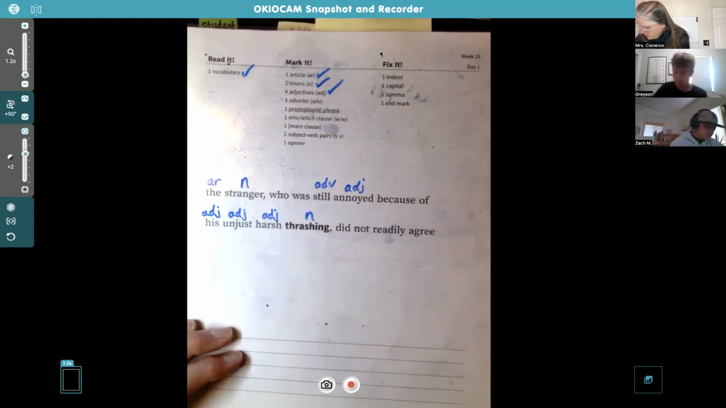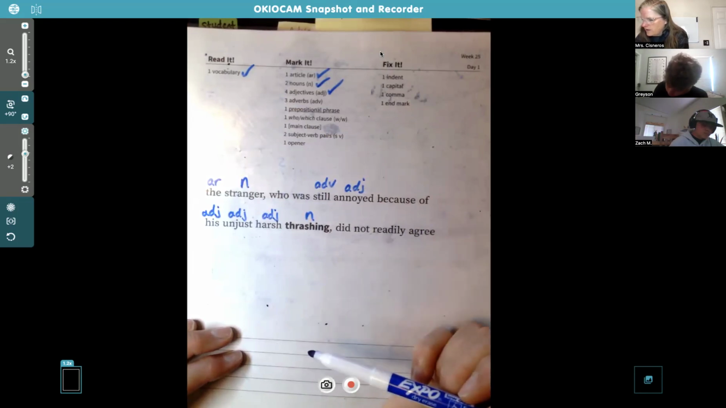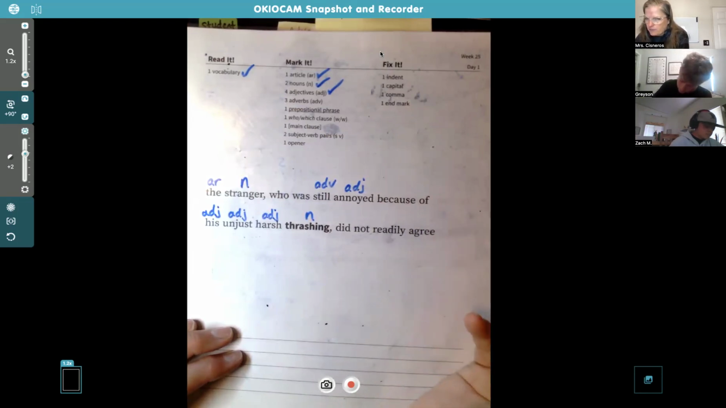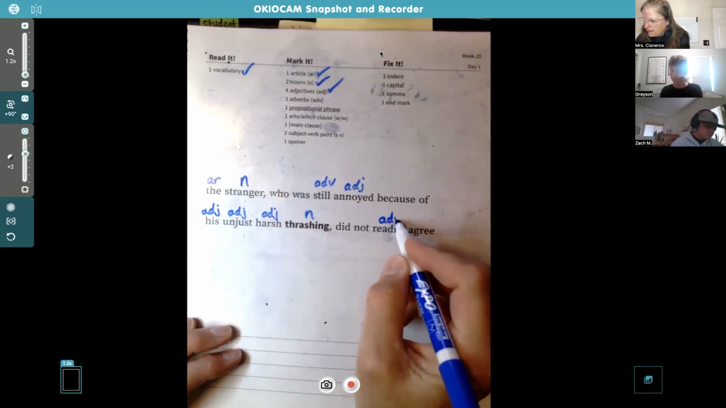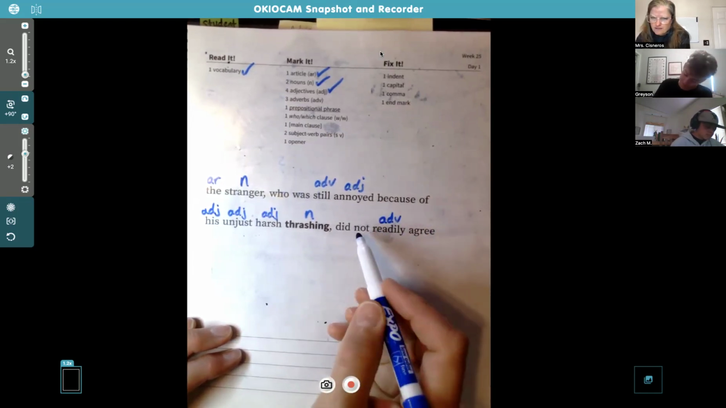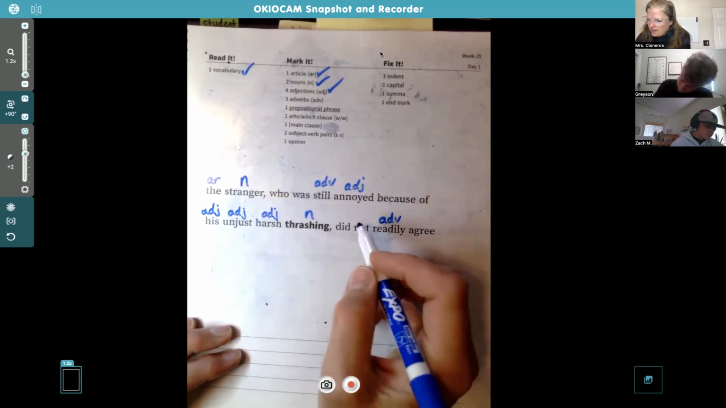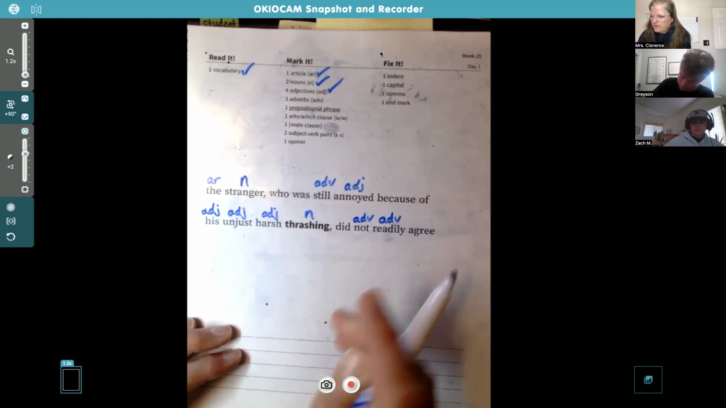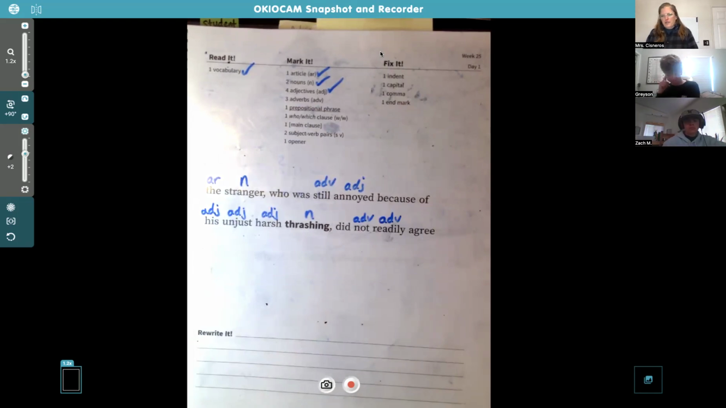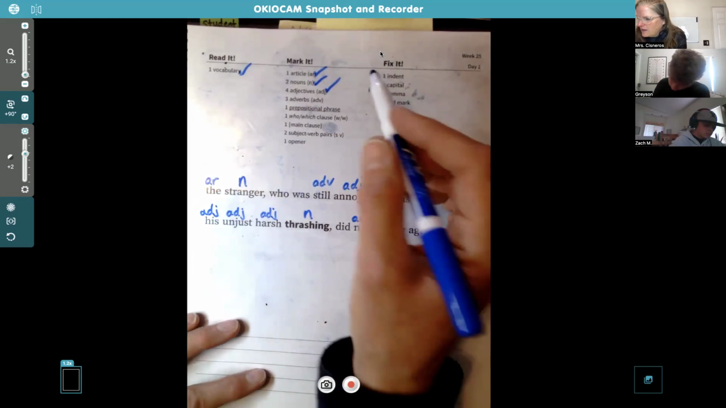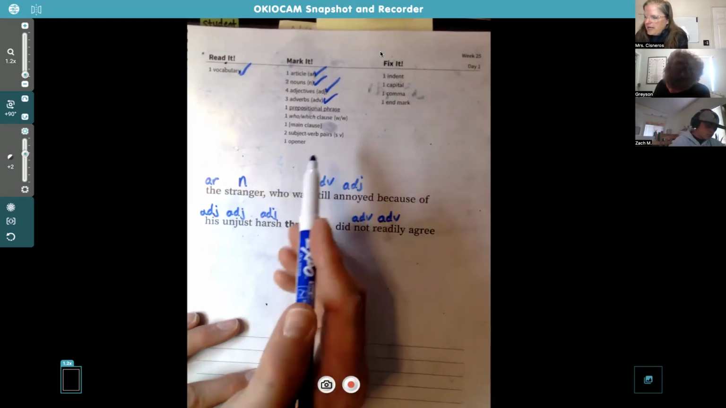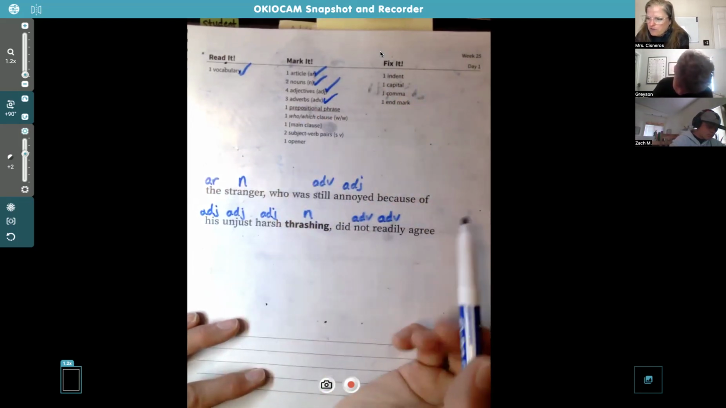All right. No, it's got an ly. There is an ly adverb in here. Readily. There you go. And then right before that, not. Not is an adverb. It's telling how readily, it's not readily agree. So that becomes an adverb. Good. And then we're going to come back to prepositional phrases.